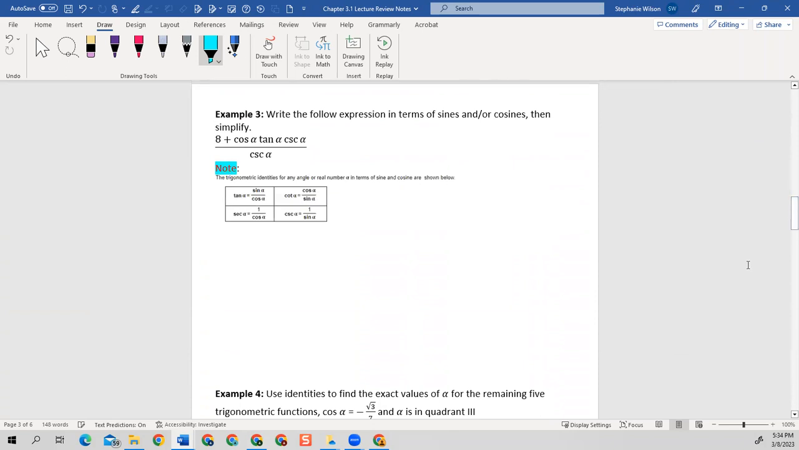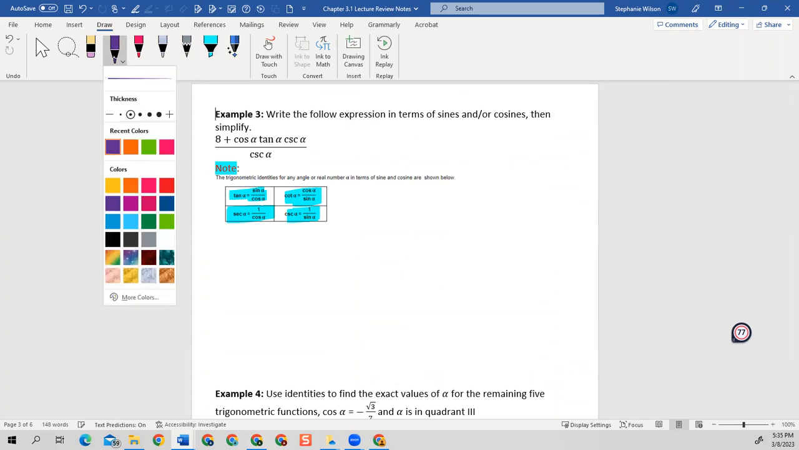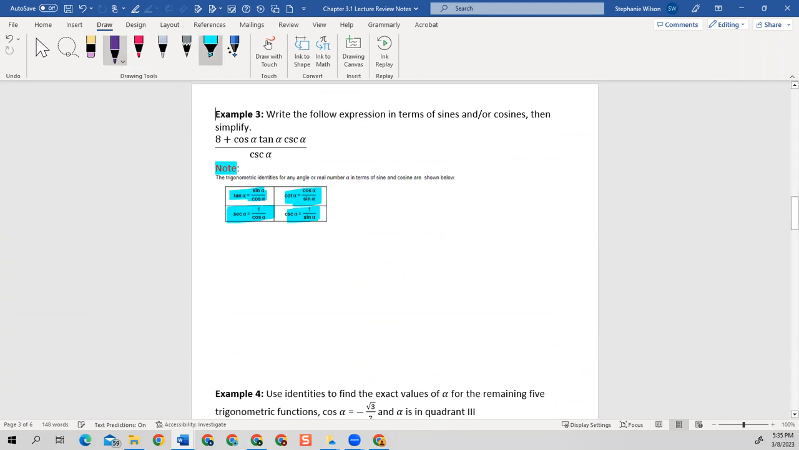All right. This next one says we're going to write this expression and we're going to simplify it. In this little box here, I gave y'all the formulas or the identities. I mean, it's the reciprocals. So what we're going to do is we need to write this in a format that makes sense. So I'm going to look at the tangent here.